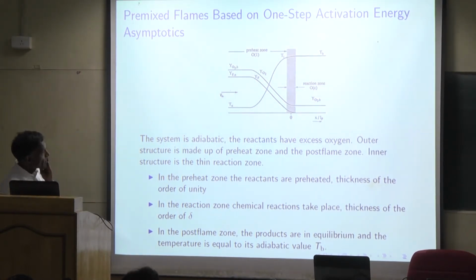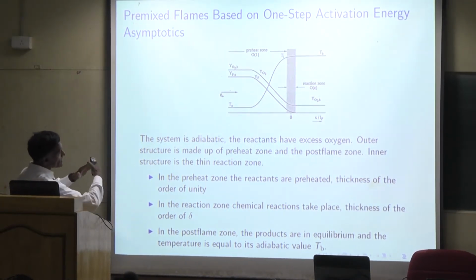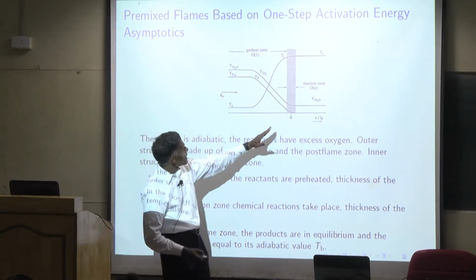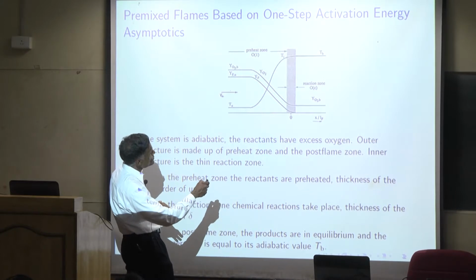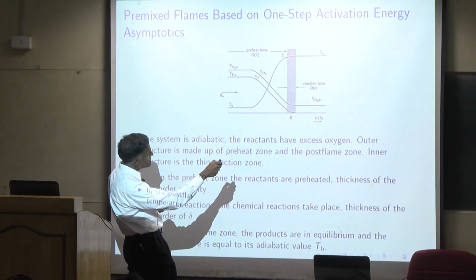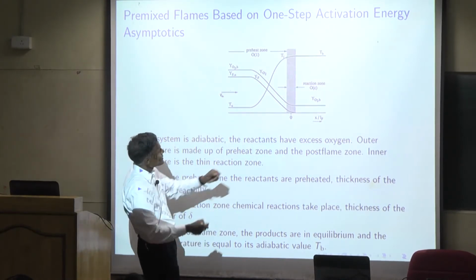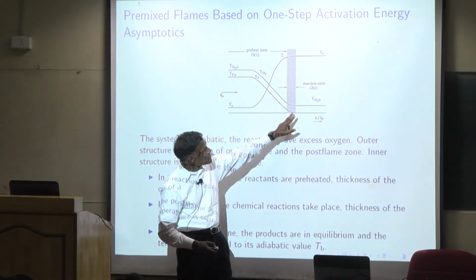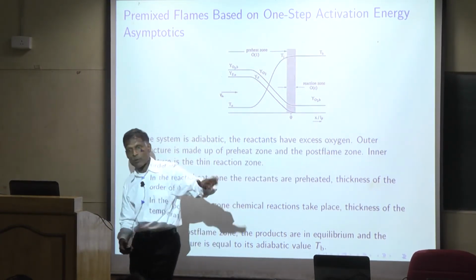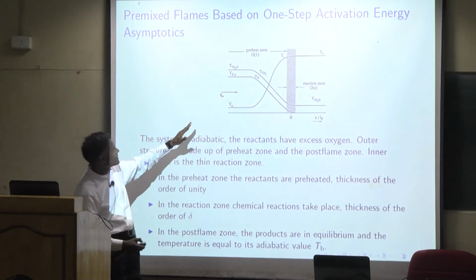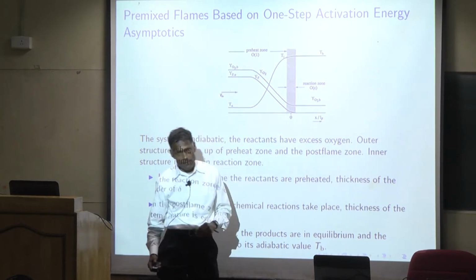Now, you can take the reaction zone and subdivide it into different regions. This part is the preheat zone. It's called the preheat zone because the heat conducted upstream is used to raise the temperature of the reactants. This is the reaction zone, and this is the post-flame zone behind it. In the post-flame zone, the system has achieved thermodynamic equilibrium.